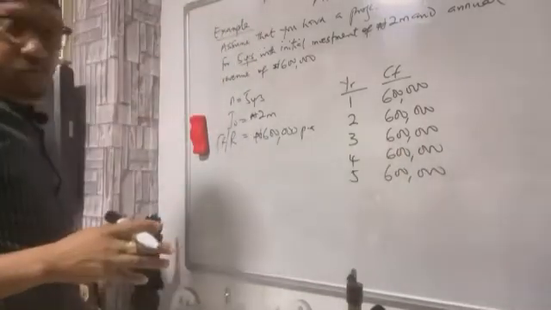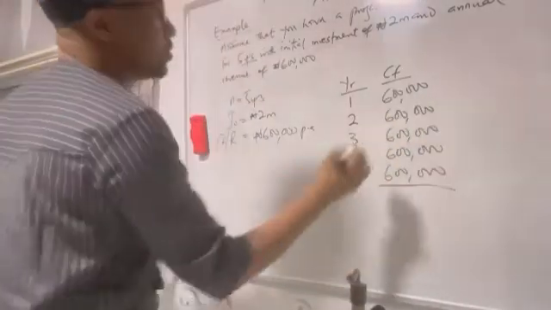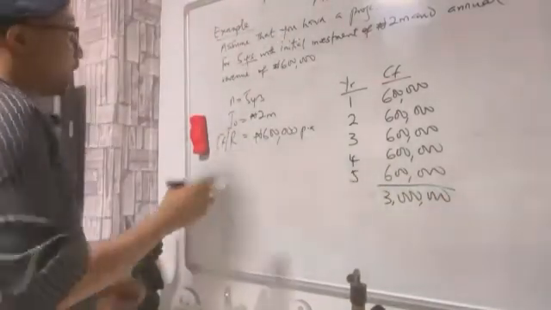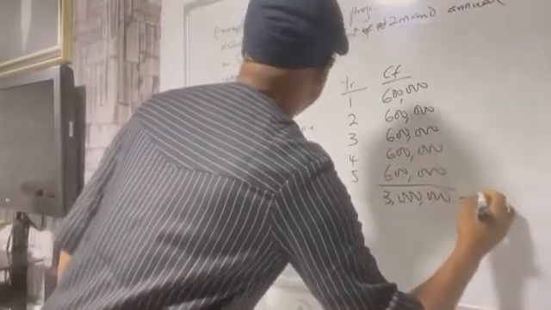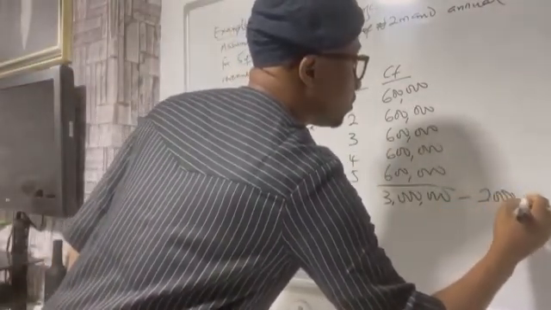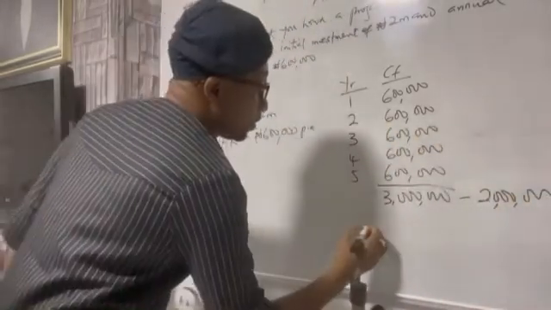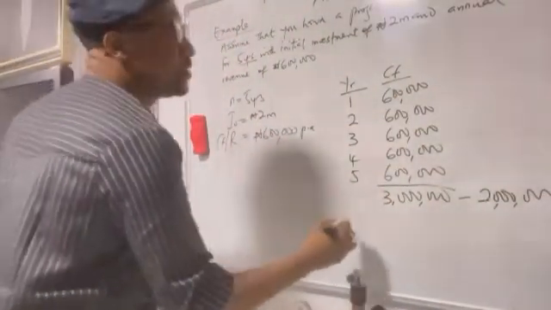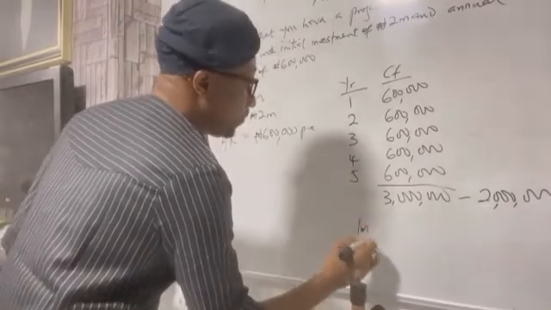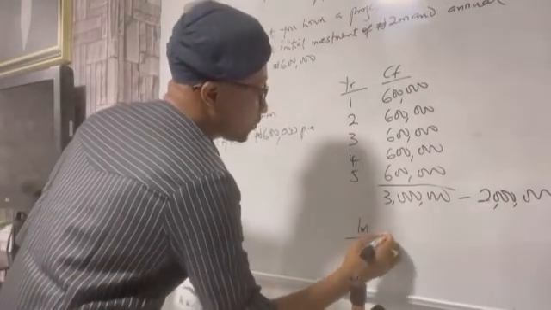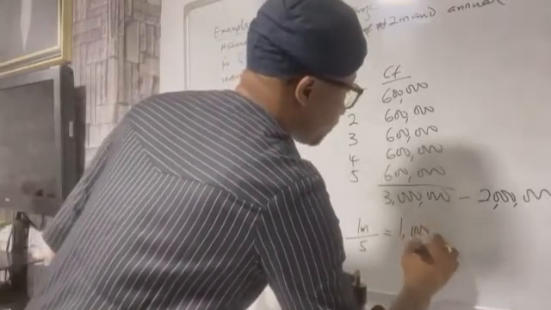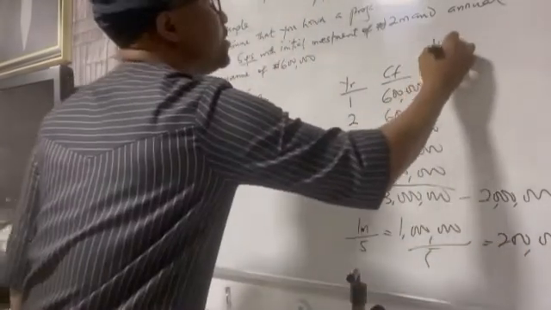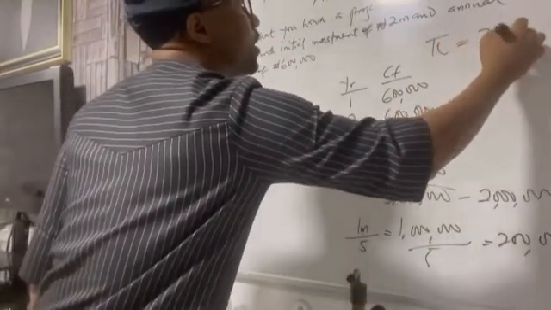So to get the average profit, what we do is to add up all this income. That gives us 3 million. Then subtract the initial outlay, which is 2 million. That gives us 1 million. So average profit is 1 million divided by the number of years, which is 5. So if you divide 1 million by 5, you have 200,000. So average profit equals 200,000.